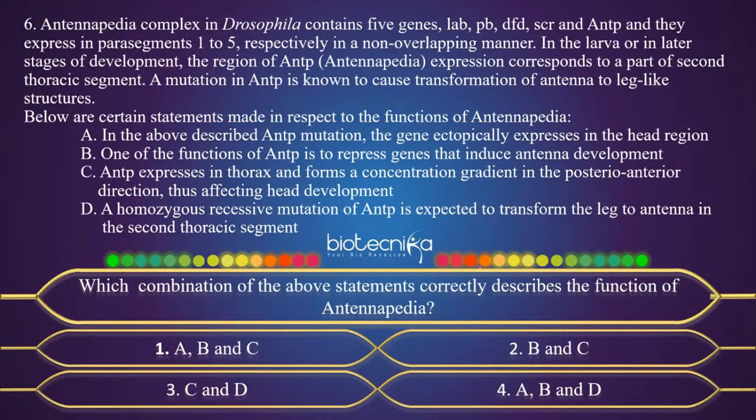The answer says that Antennapedia expresses in the thorax. Agreed, it is expressed in the thorax. But it forms a concentration gradient? No, it has a fixed place of expression, and that too in a complete form, not a gradient. So thus affecting the head development? No, not at all. This statement is wrong. Except C, everything is correct.